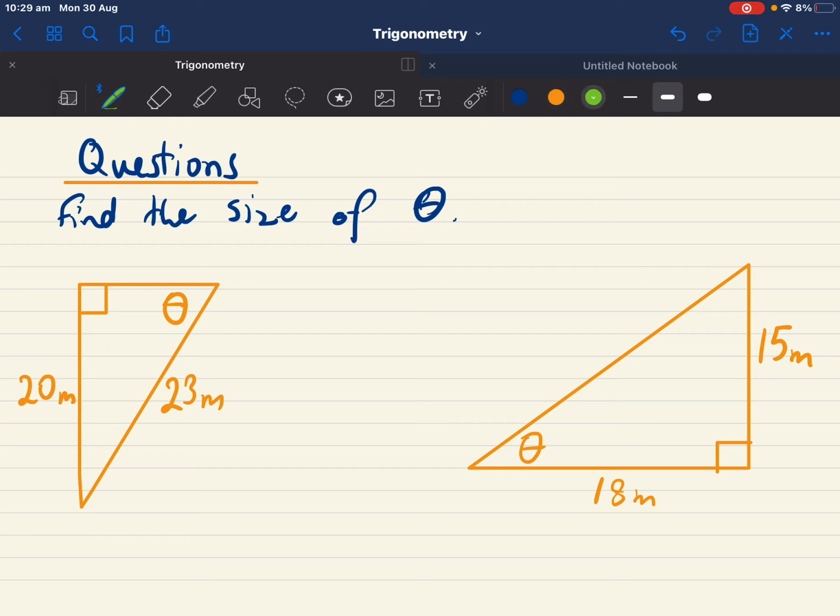Okay, so hopefully everyone's had a chance to have a go. The first one, typing it in. We weren't told what to round to. You could have gone to the nearest minute if you wanted to be more accurate. I just went to the nearest degree. The first one, theta was approximately 60 degrees. And for the second one, theta was approximately 40 degrees in size.